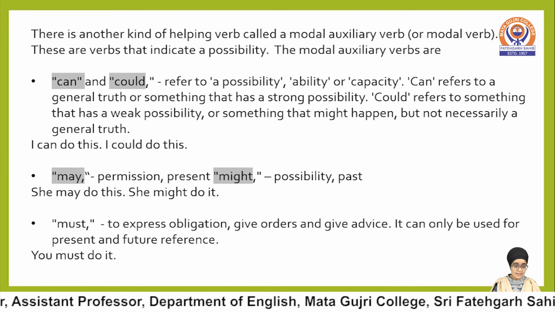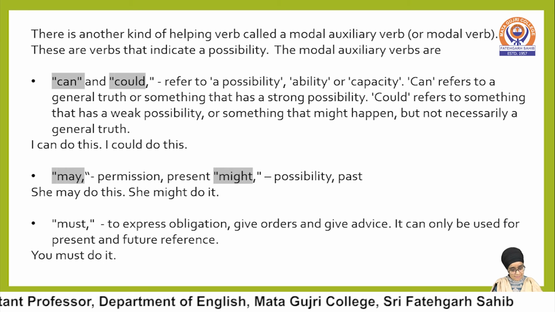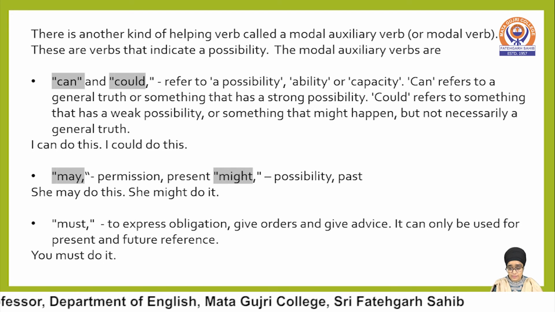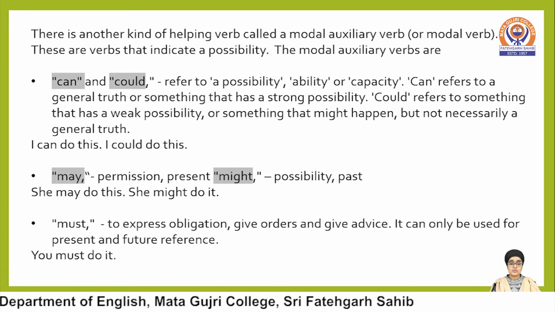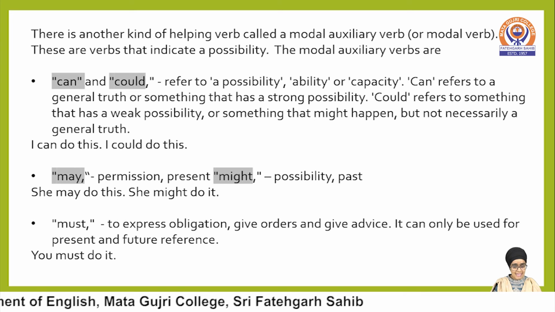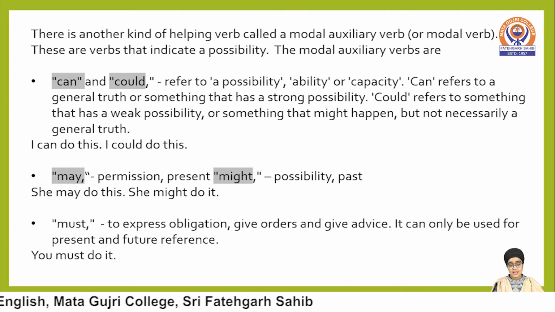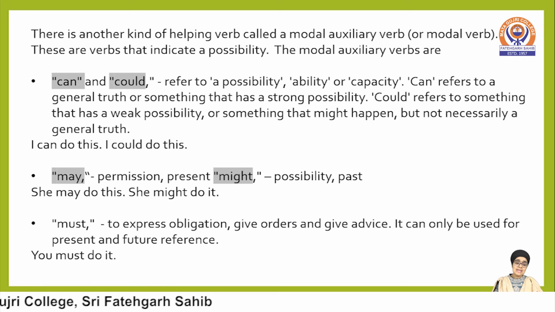Okay, so can or could. Can refers to some ability of a person, and could refers to a possibility. Can is in the present and could can denote something which is in the past. So I can do this means I have the ability, I have the capacity to do this. I could do this refers to the possibility.